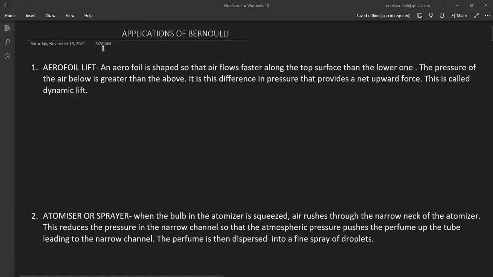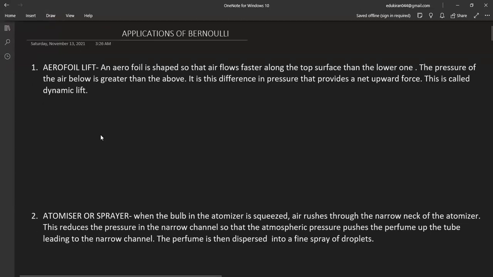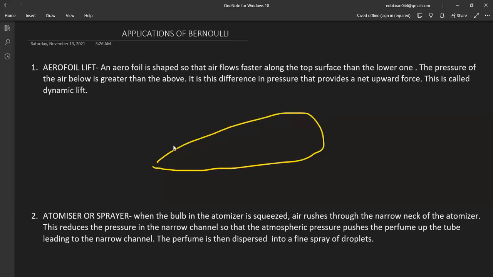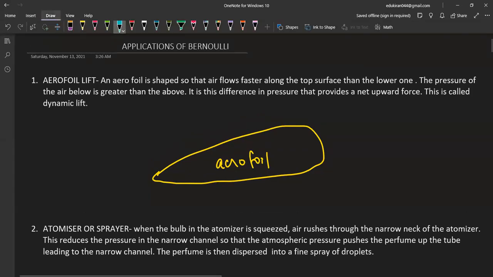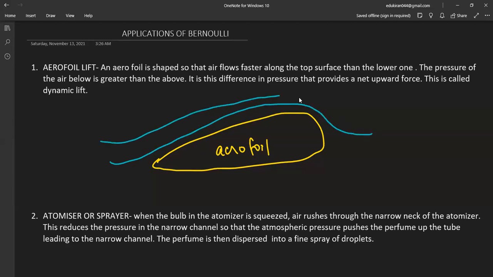Now, there are few applications of Bernoulli's theorem. See, first application is aerofoil lift. Aerofoil lift means this is the shape of aerofoil, like this streamlined shape. Base is a little flattened, upper is a little curved. So what happens when this is moving? It tears up the fluid because of its shape.